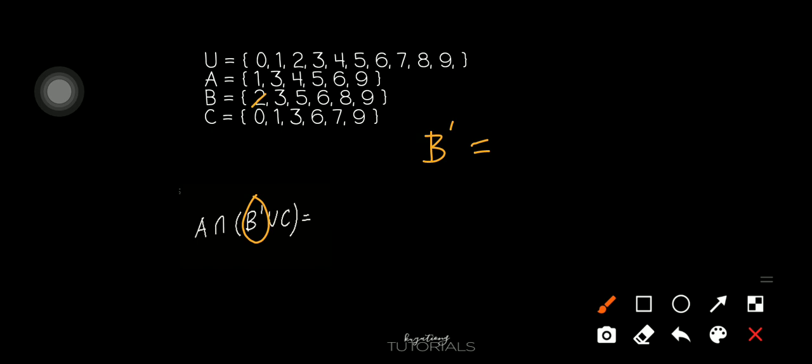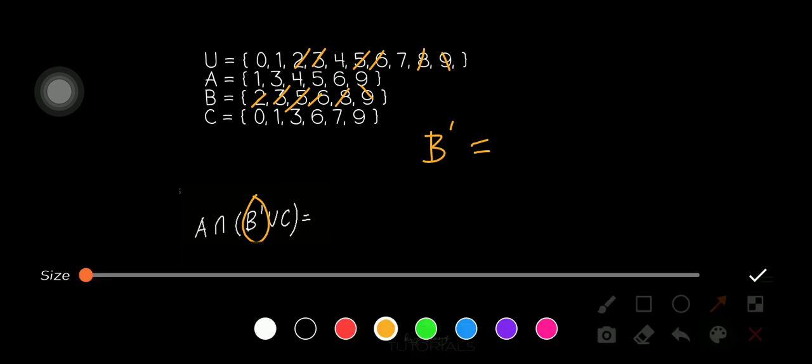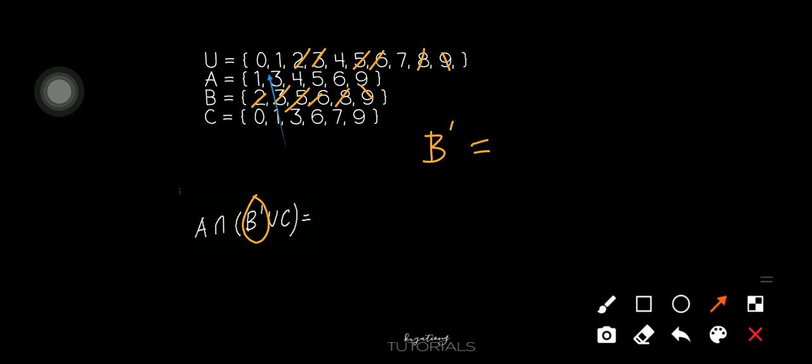So 2, 2, 3, 3, 3, 5, 5, 6, 6, 8, 8, 9, and 9. So what remains is we have 0, 1, 4, 7. So 0, 1, 4, and 7.